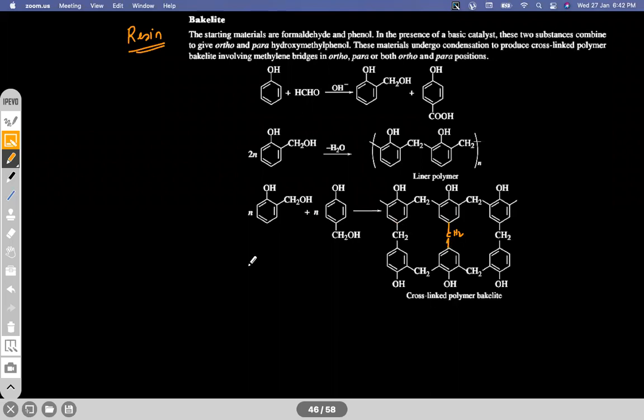Because of this cross-linking, it is also called a cross-linked polymer. Many times they've asked this question, which of these polymers are cross-linked polymers? Cross-linked polymers are those in which we have cross-linking like this. Like you see, vulcanization of rubber also results into a cross-linked polymer. There we have a sulfur-sulfur bond. Here it is this bond we have. Okay. What is the monomer of this? The monomers we have are phenol and formaldehyde. So bakelite is formed by phenol and formaldehyde monomers.